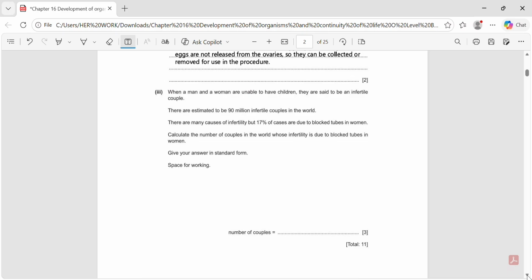After finding the numerical value, we must convert the final answer into standard form, which means writing it as a number between 1 and 10 multiplied by a power of 10. So, we begin by finding 17% of 90 million. We interpret percentages as per 100, so 17% is written as 17 out of 100, or 17 divided by 100. This is then multiplied by 90 million because that is the total number of infertile couples. So the calculation becomes 17 divided by 100 times 90 million, which gives 15,300,000.